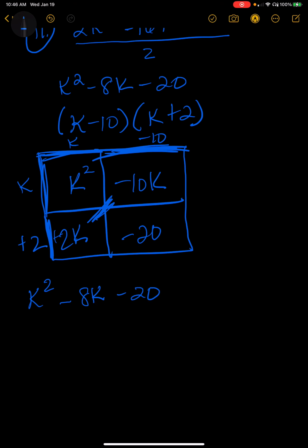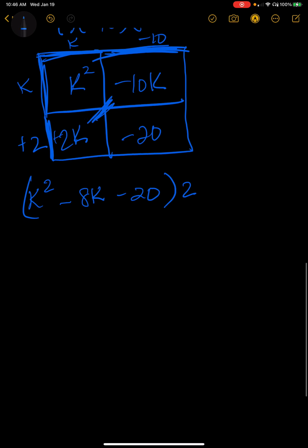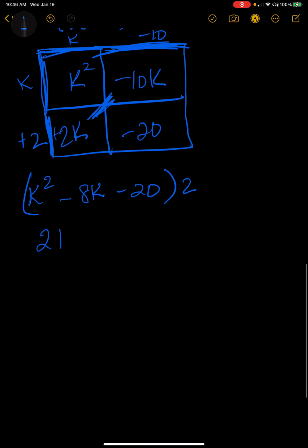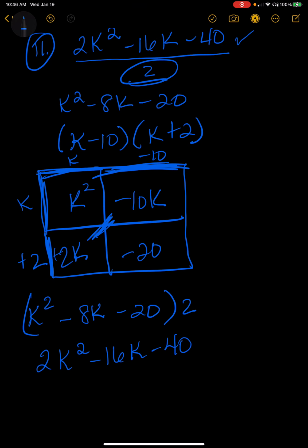minus 20. And then if we wanted to get right back to where we started, we would just multiply the 2 that we divided by to start with, distribute that 2 in, and that's going to give us 2k squared minus 16k minus 40. Is that what we started with? Yes. So they check.